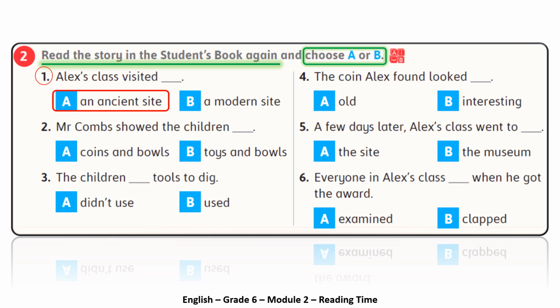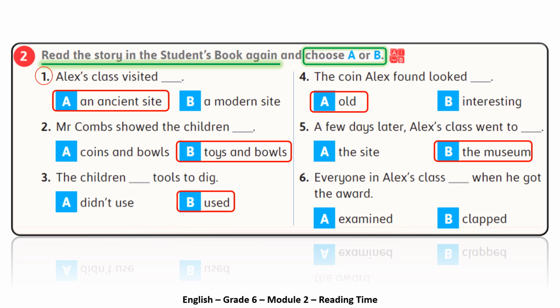Back again, let's check number 2. Mr. Combs showed the children toys and balls. Number 3, the children used tools to dig. Number 4, the coin Alex found looked old. Number 5, a few days later, Alex's class went to the museum. The last sentence, everyone in Alex's class clapped when he got the award.